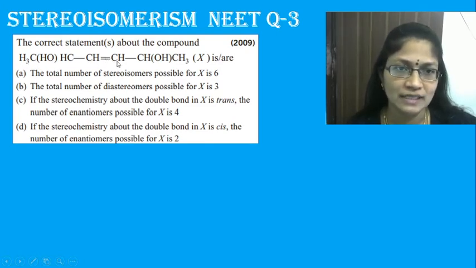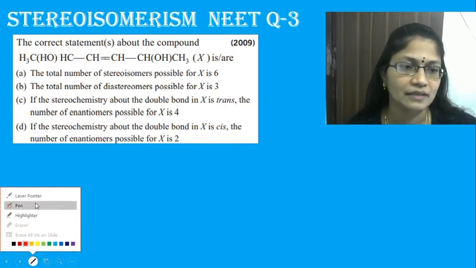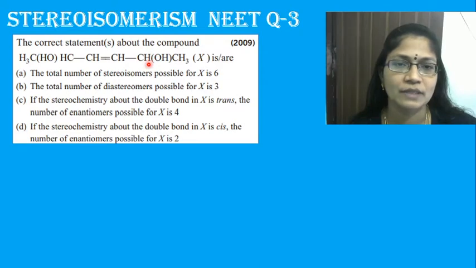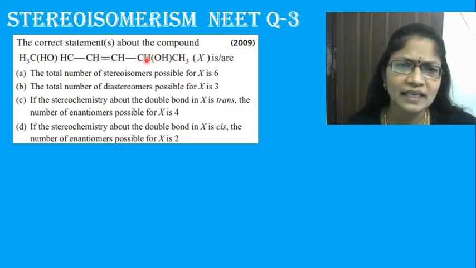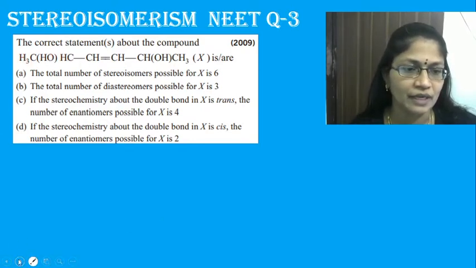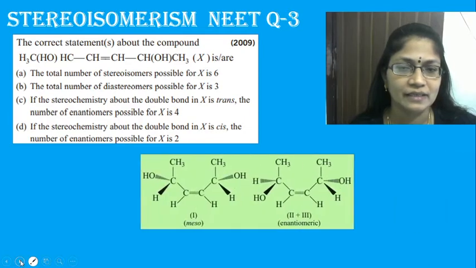Here the double bond is there, and one carbon has a hydrogen and another carbon. One second, I'll take the pointer so it's easy to see. Another carbon has hydrogen, OH, CH3, so three groups are attached to this carbon, and in the same way, this carbon is attached to hydrogen, OH and CH3. We'll see clearly in the structure.